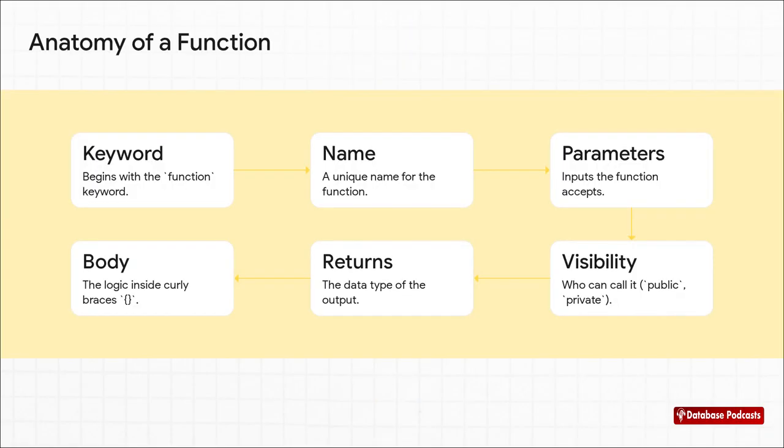A function in Solidity has a really clear structure. You start with the keyword function, you give it a name, and then you define any parameters or inputs it needs. A really critical part is its visibility. Is this function public, meaning anyone can call it, or is it private, just for the contract to use itself? Then you declare what kind of data it returns, if anything, and finally, the body, inside the curly braces, is where the actual logic lives.